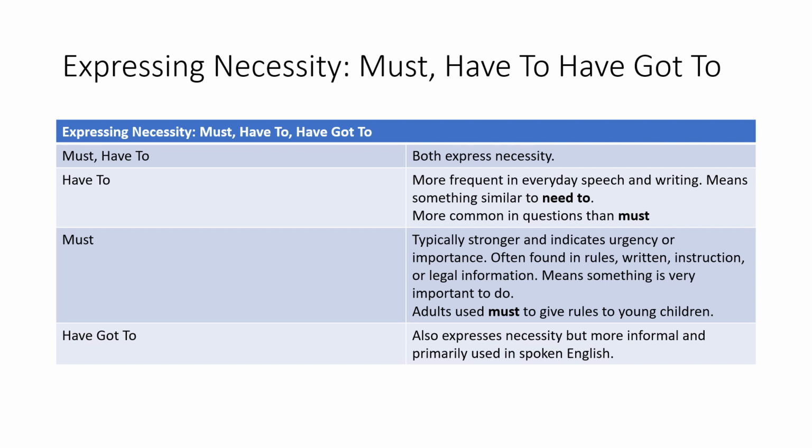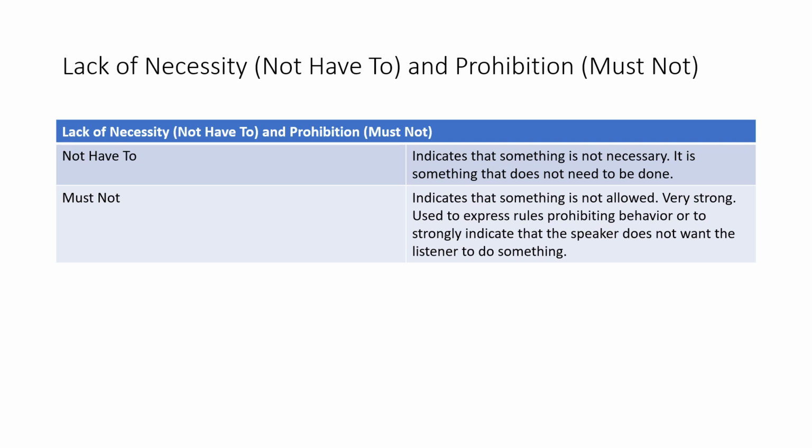So of these three, the one that is used in questions is going to be have to. You're not going to see must or have got to used in questions too much. So the next one here, moving over to page 165, is about lack of necessity, and the modal for that is not have to, and prohibition, which the modal for that is must not.